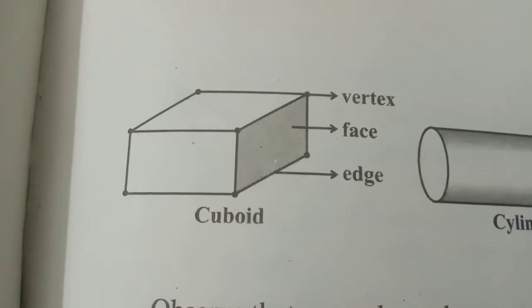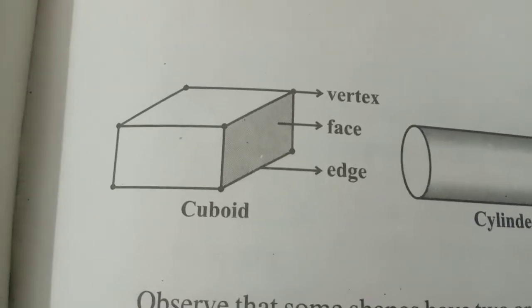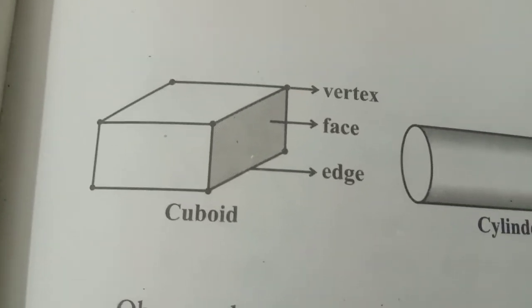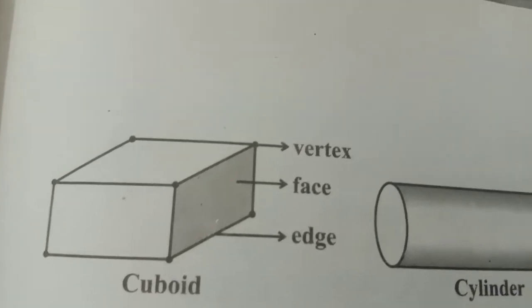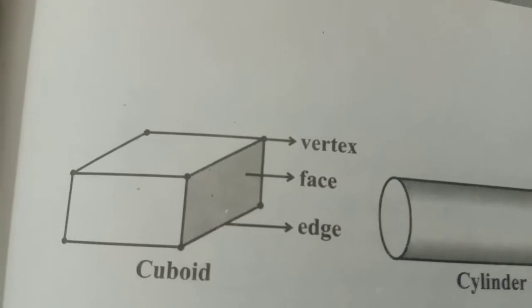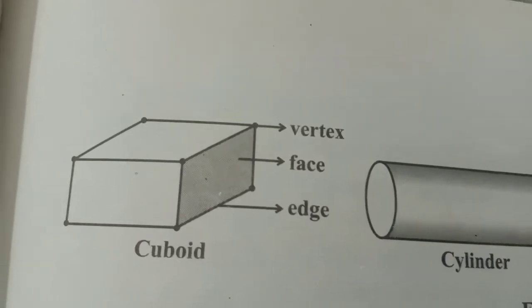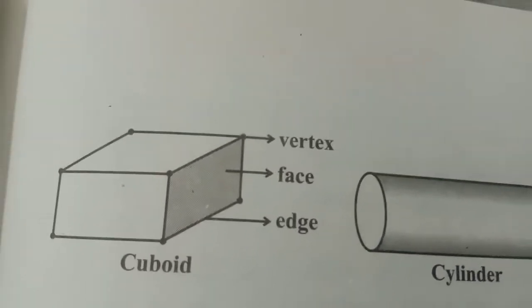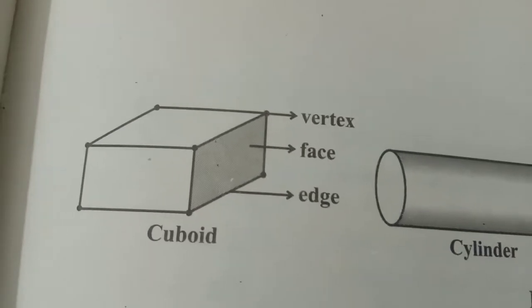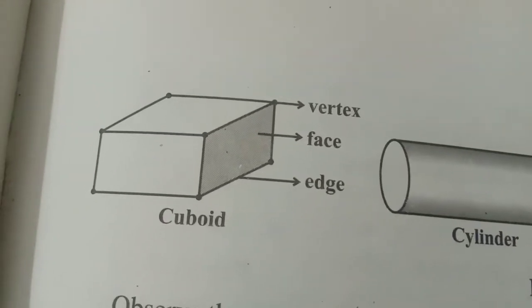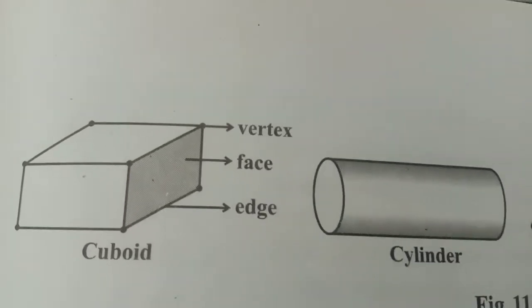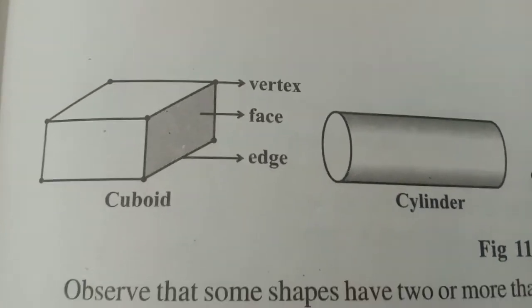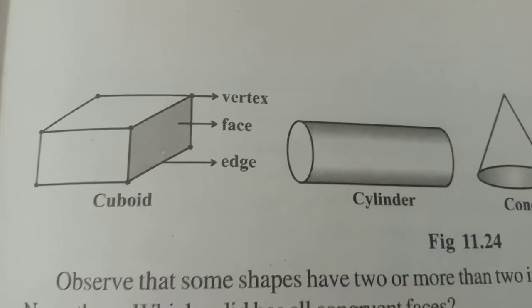What is a face? The plane figure which makes up a three-dimensional figure is known as a face. Then what is an edge? The line segment which joins two adjacent faces. Then what is a vertex? The point where three edges meet, that point is known as a vertex or corner. All these things we studied in the previous chapter.